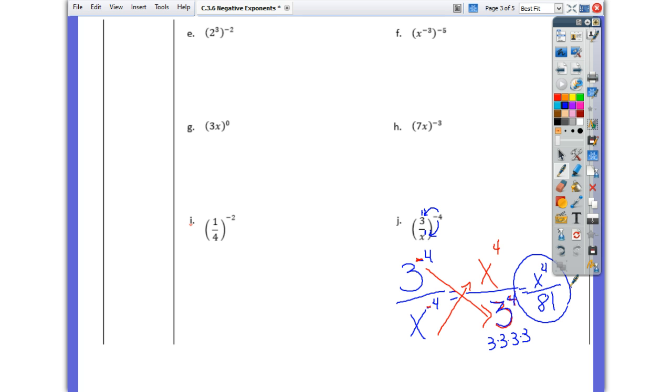All right, you need to do your packet worksheets. It's pages 3 and 4 in your packet to go along with the notes.